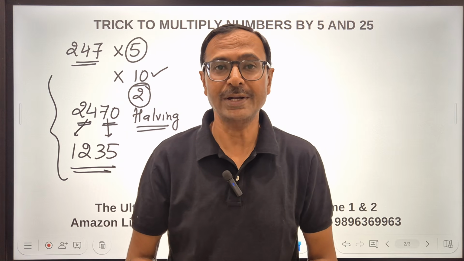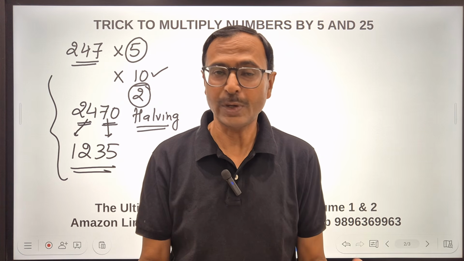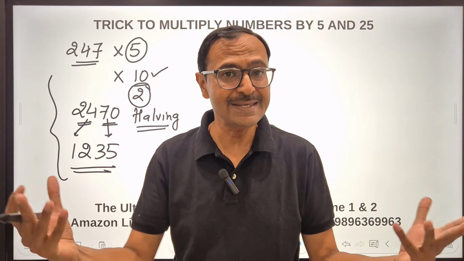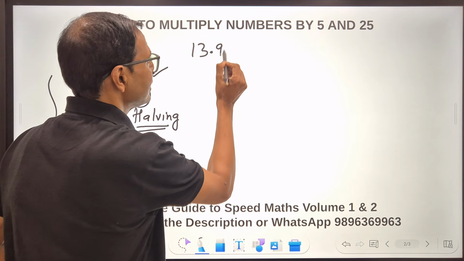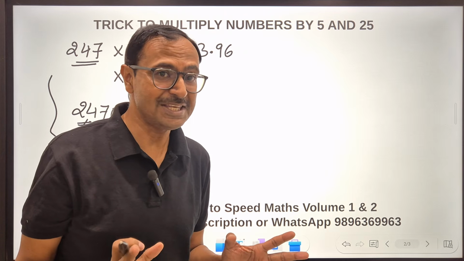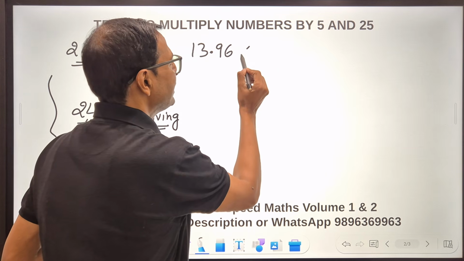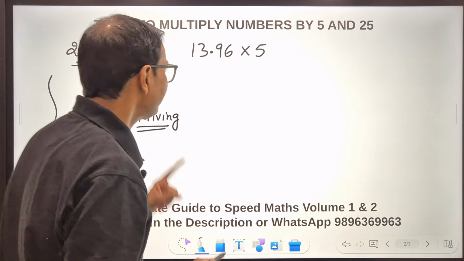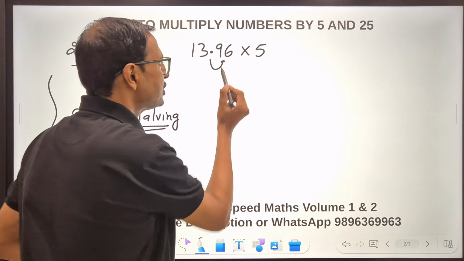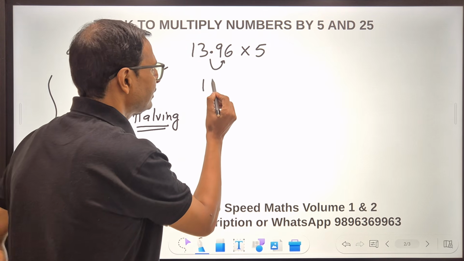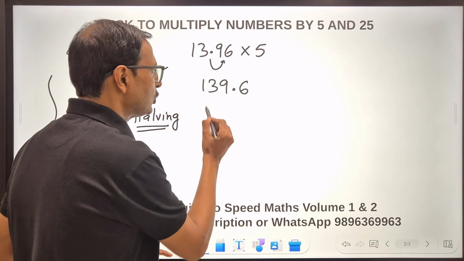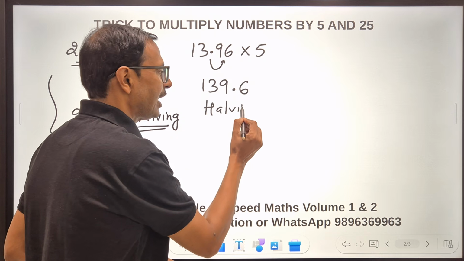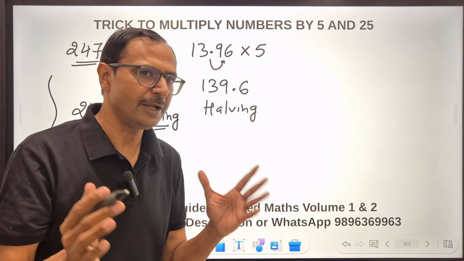And see, I'll demonstrate how you can take up decimals also and multiply that by 5 so very easily. Like, suppose you have 13.96. So the number is not easy, right? And I have to multiply that by 5. First, shift the decimal 1 digit towards the right. So you get 139.6. And now you have to do the halving. So your halving skills have to be really good here.